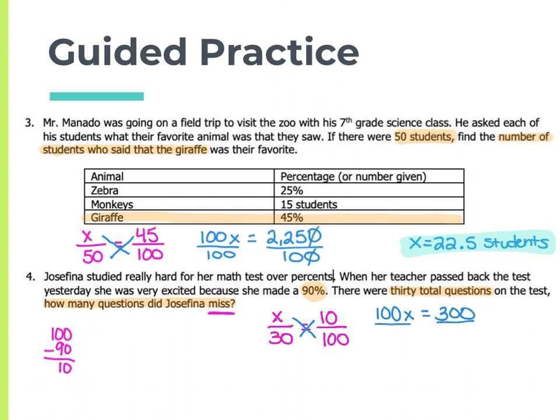We can divide by 100 on both sides to get x by itself. I can cross out 2 zeros in the 300 and 2 zeros in the 100. And 1 can go into 3 times. So Josephina missed 3 questions. Or 3 questions missed.